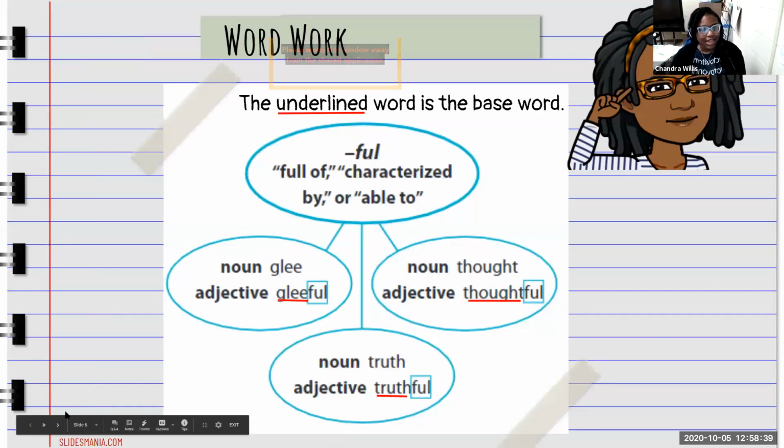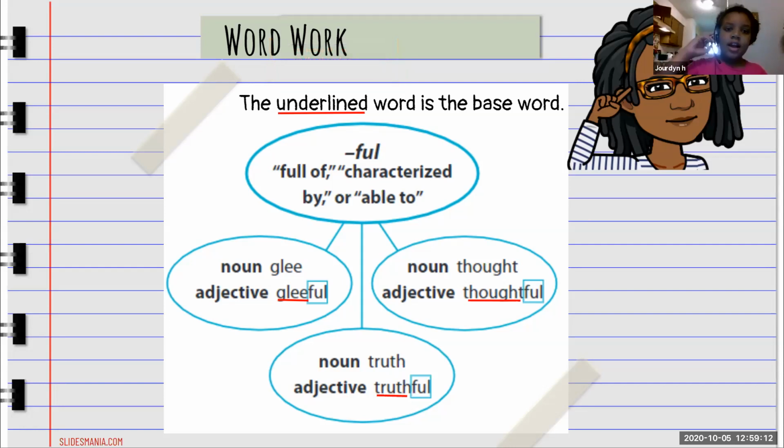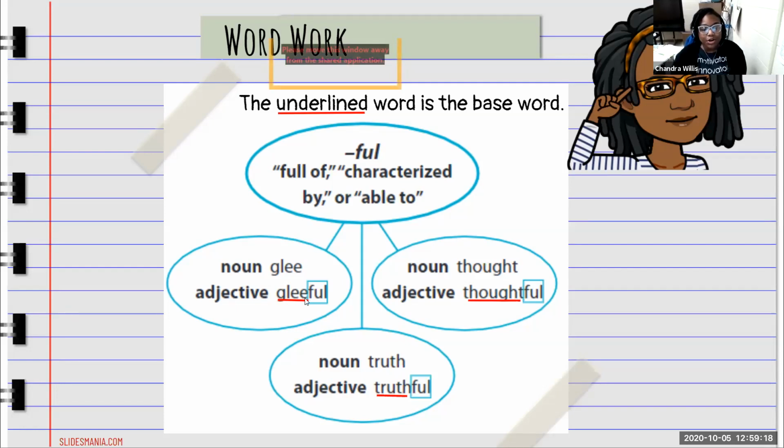All right, so let's look at this little chart. You don't have to watch, you don't have to write it, you just have to listen. So full means full of, or characterized by, or able to. So the word gleeful, does anybody know what gleeful means? What does that sound like it means? It's full of glee. Happiness. Look at this root. Look at the base word. The base word is glee, right?